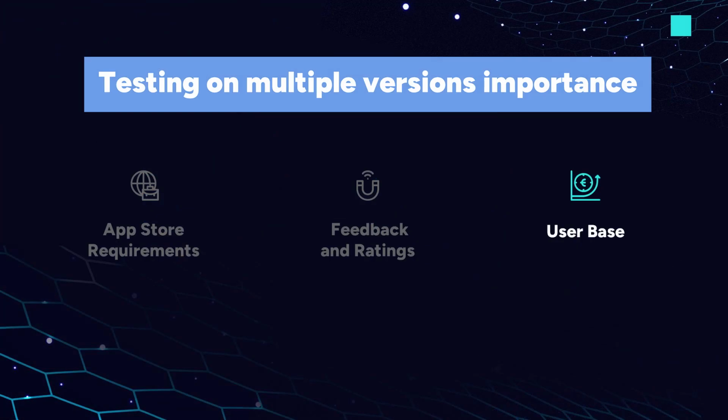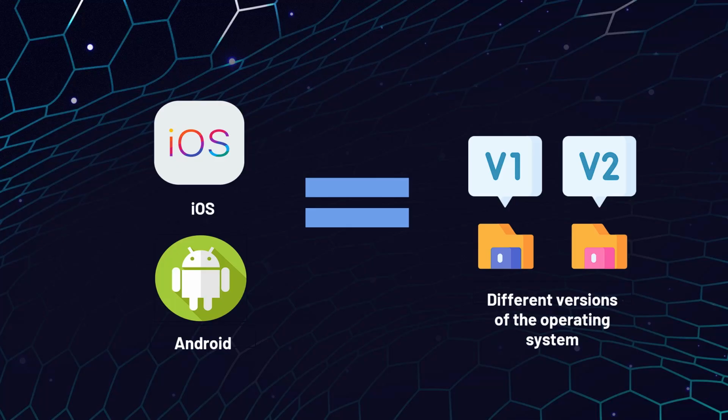The next key reason is user base. Android and iOS users are often on different versions of the operating system. To reach a broader user base, it's essential to ensure that your software works on both older and newer versions, as not all users regularly update their devices.